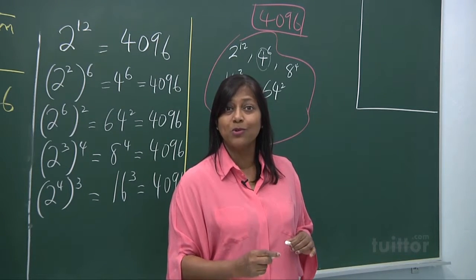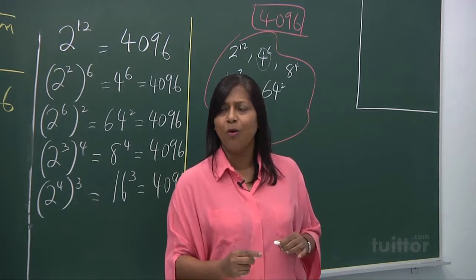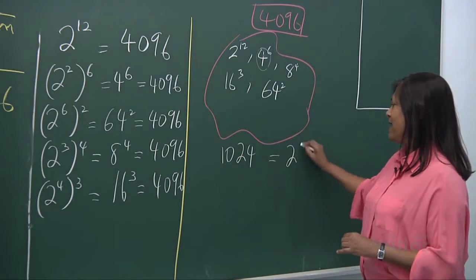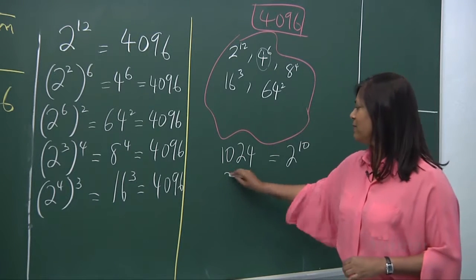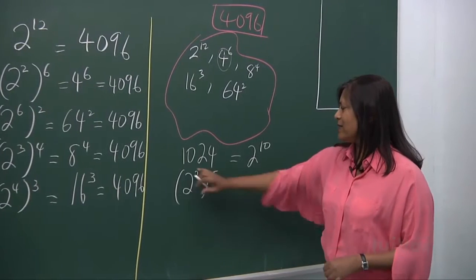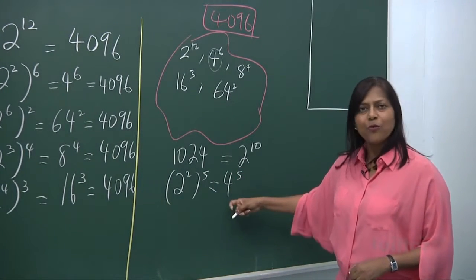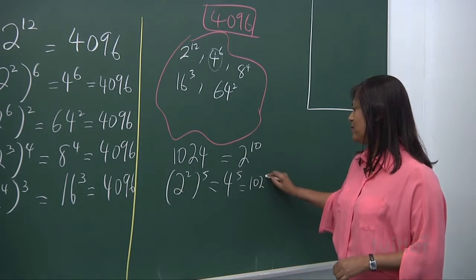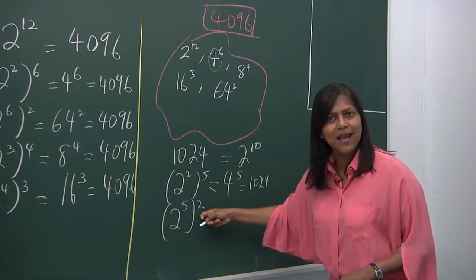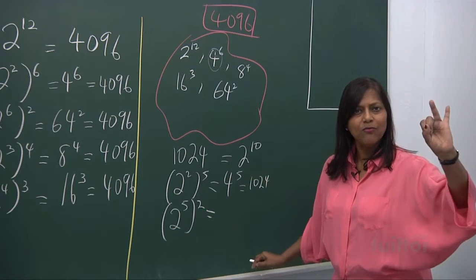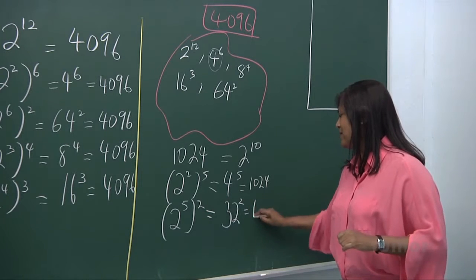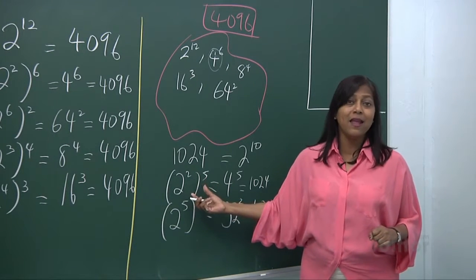Alright, let's look at 1024. What is 1024 made of? If you recall, it's 2 to the power of 10. But 2 to the power of 10 is made of 2 squared times 5, since 2 times 5 is 10. And 2 squared is 4, so that is 4 to the power of 5. So 4 to the power of 5 is 1024. And if you put it this way, 5 times 2 is 10, and 2 to the power of 5 is 2, 4, 8, 16, 32. And so 32 squared is 1024.